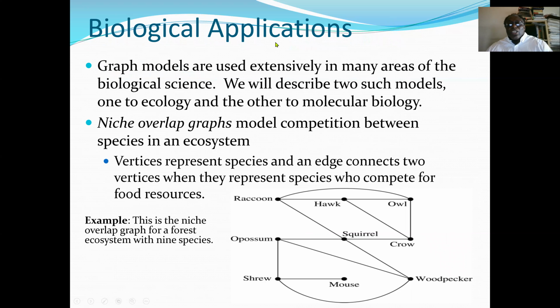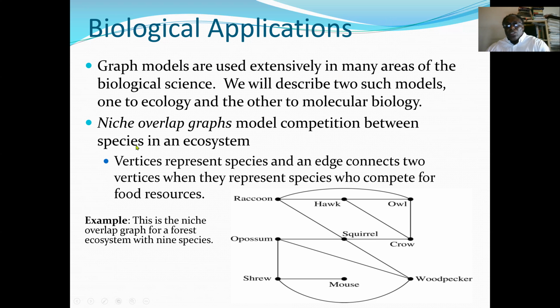Then also a biological application, and this is a nice example here. We can see a raccoon and a hawk. If we move from raccoon to hawk, we can say there's some biological relationship between the two. So graph models are used extensively in many areas of biological science. We will describe two such models, one in ecology and the other in molecular biology.